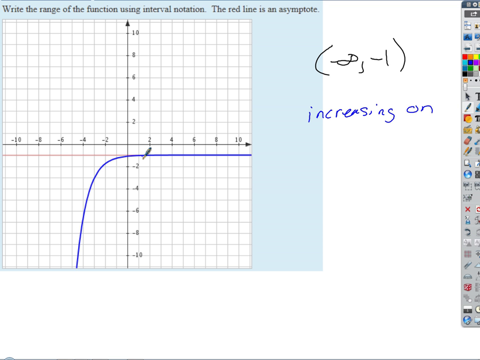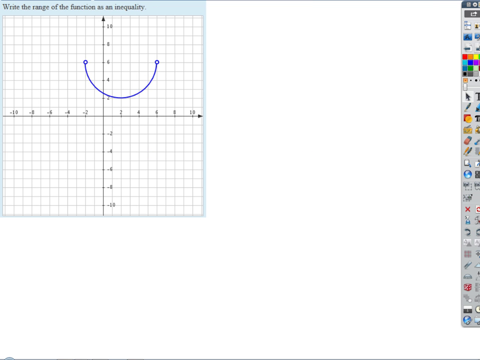Negative infinity to positive infinity. Exactly. So it increases more and more slowly, and after a while the rate at which it increases actually approaches zero. But it is always increasing, right? And so it's increasing on the interval, if I wrote it as an inequality, x is greater than negative infinity and less than infinity. Okay. Where is it decreasing? Nowhere. Yeah.